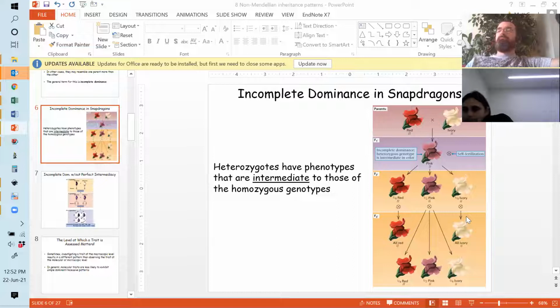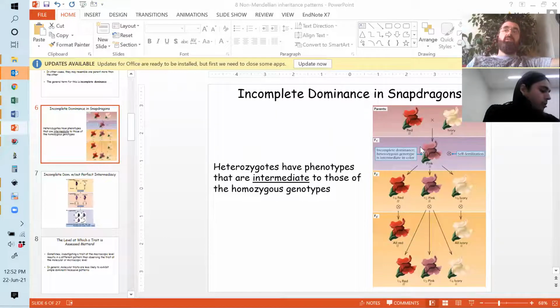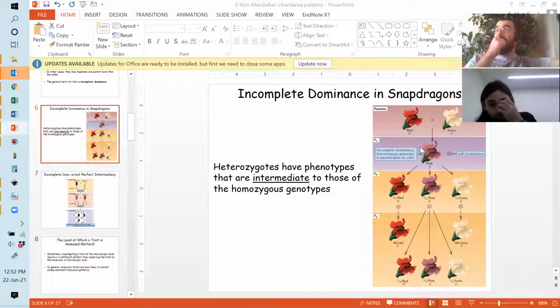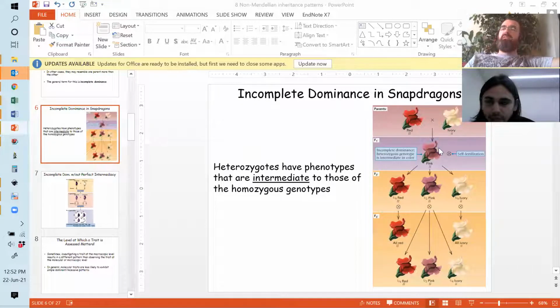So what you see with incomplete dominance is the heterozygotes do not match the parents, which is something that we weren't shown with mono and dihybrid crosses. That's one big deal. And the second is when you self-fertilize these heterozygotes, you don't get a 3-to-1 ratio. You get a 1-to-2-to-1 ratio because the phenotype reflects the genotype now.